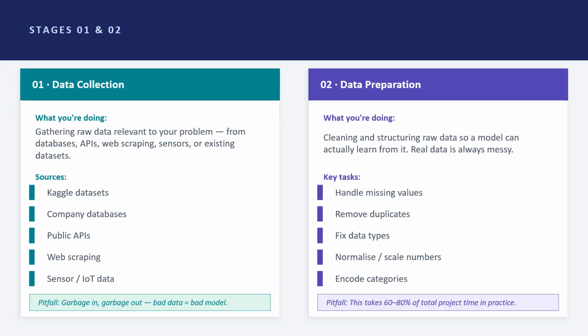Rows have missing values, columns have inconsistent formats, numbers are stored as strings, dates are in 5 different formats, duplicates exist, outliers skew distributions. The tasks here are handling missing values, removing duplicates, fixing data types, normalizing or scaling numbers so they are on comparable scales, and encoding categorical columns like job titles or cities into numerical forms. This is unglamorous work, but it is the foundation everything else stands on.